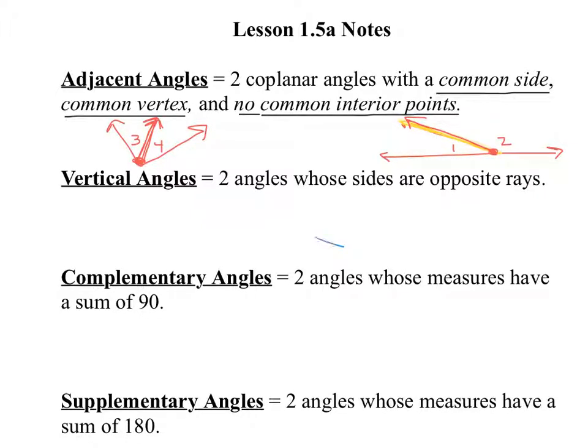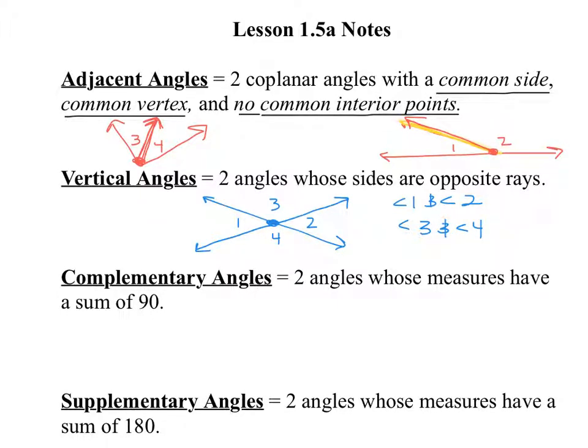So for instance, if this is my end point, I could say those are opposite rays, right? So vertical angles have 2 sets of opposite rays. So we would say angle 1 and angle 2 are vertical angles, okay? Or angle 3 and angle 4 are vertical angles. Any guesses what might be true about those angles?